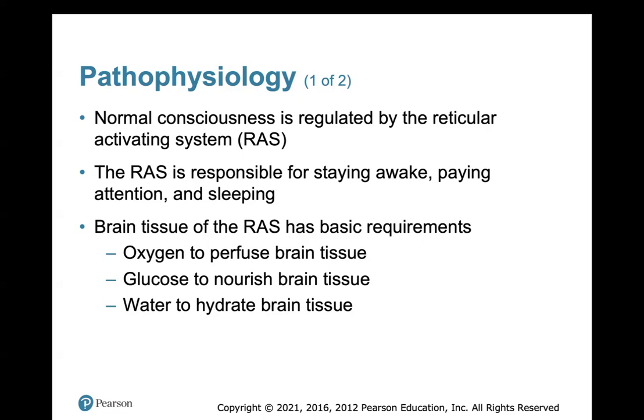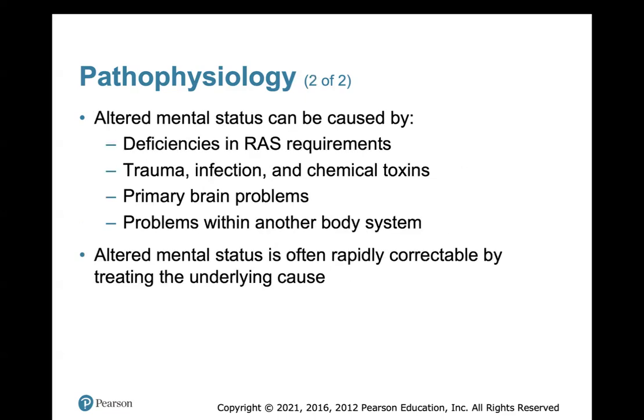Without any of those three things, you start having deficiencies in your brain being nourished properly or oxygenated properly. You start having altered mental status because your brain's not functioning appropriately. So altered mental status can be caused by deficiencies in the RAS requirements, trauma, infection, chemical toxins. If somebody beats you upside the head, you're probably not going to act all that normal. If you have some sort of infection or ingested some sort of toxin, it's going to affect how your brain functions, and it's going to make it to where you start having some altered mental status.